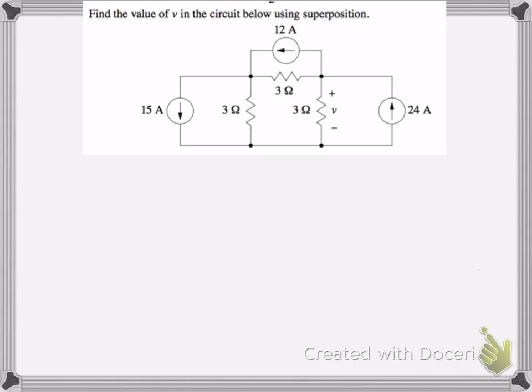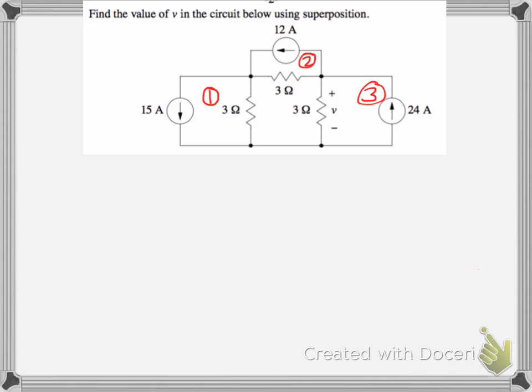The law of superposition pretty much states that you remove all sources except for one and solve that circuit. Then you remove the other sources and keep one, solve for that circuit, and so on, depending on how many sources you have. Here we have 3 sources, 1, 2, and 3. So we're going to have 3 separate circuits we're going to need to solve.